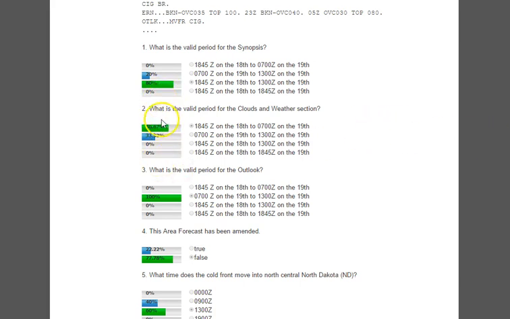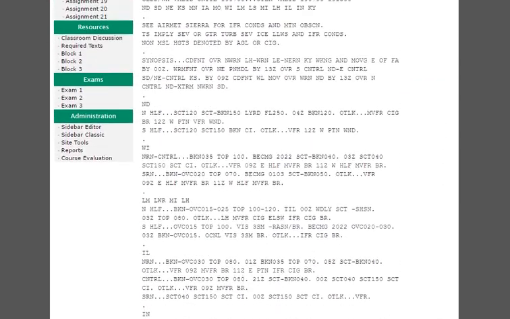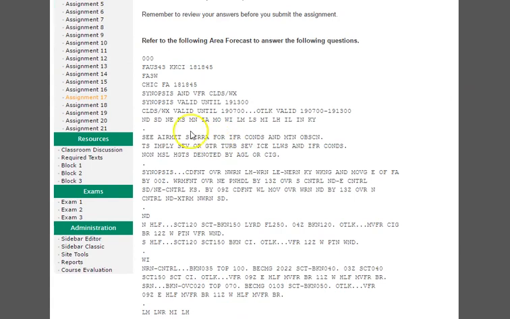It looks like most people got this correct. If you go up to the top, it has the times, right up here. It says clouds and weather is valid until the 19th day at 7 Zulu, and the outlook is valid from the 19th day at 7 Zulu to the 19th day at 13 Zulu, whereas the synopsis is valid until the 19th day at 13 Zulu.